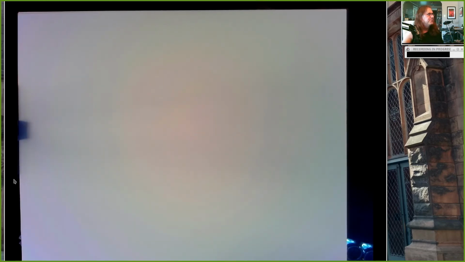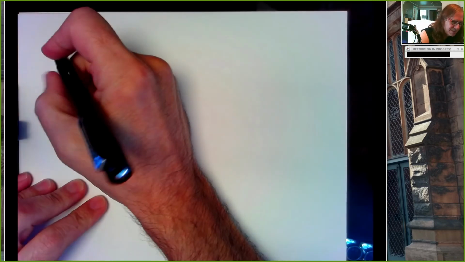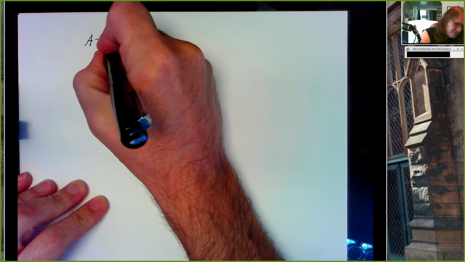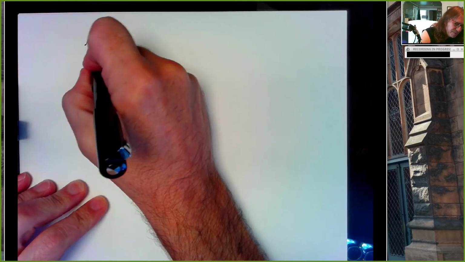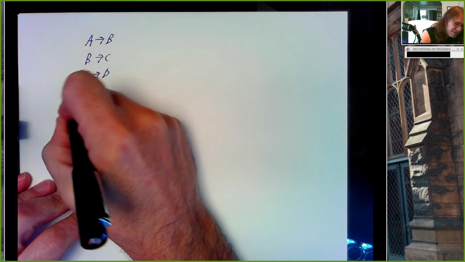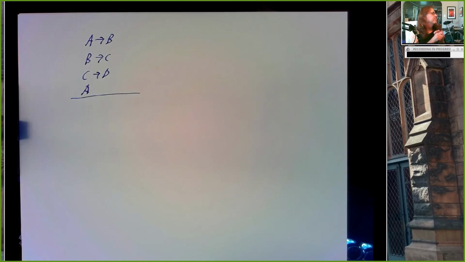All right, so that's one rule of inference, and it's called direct reasoning. And we can extend this. Suppose if A then B, and suppose if B then C, and suppose if C then D, and suppose A is true. Is there anything we can conclude from here?